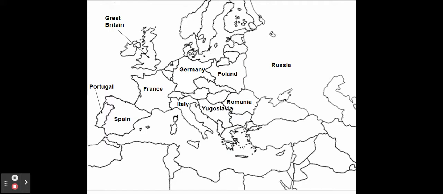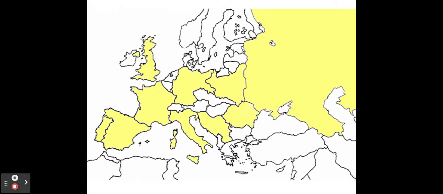And Yugoslavia. Right? So be sure you get these down. Portugal, Spain, France, Great Britain, Germany, Poland, Russia, or the Soviet Union, Romania, Yugoslavia, and Italy. All right, there's group number one. Okay, don't worry about shading it in. I'm trying to do that so it's easier to follow.